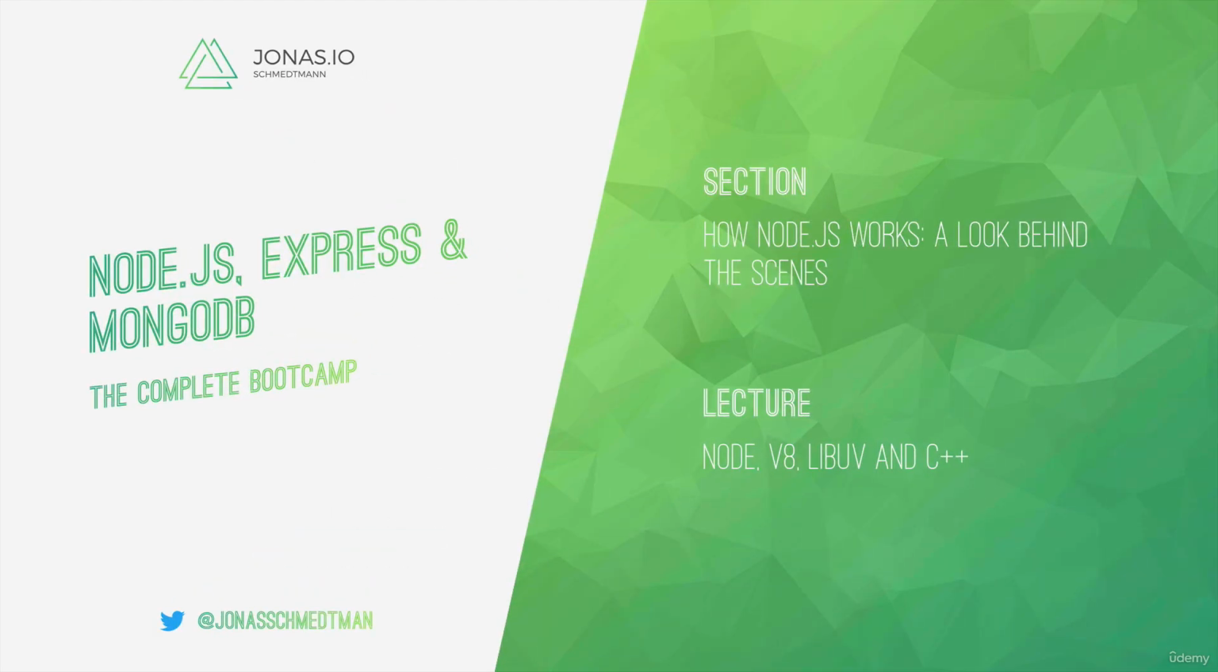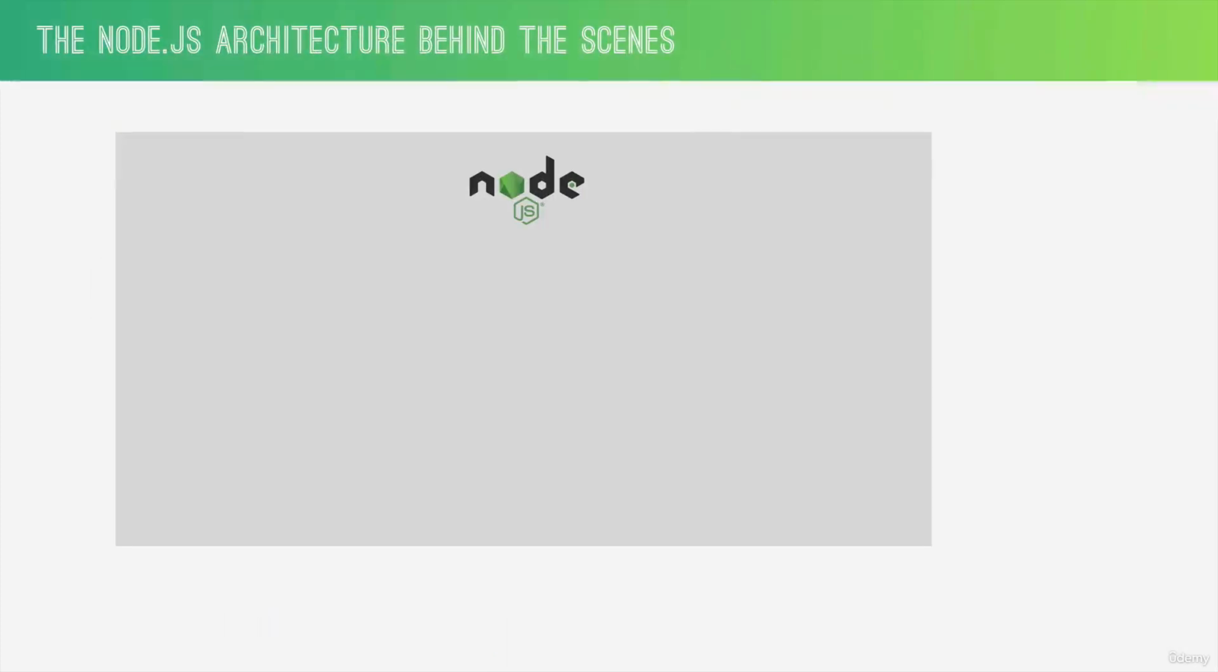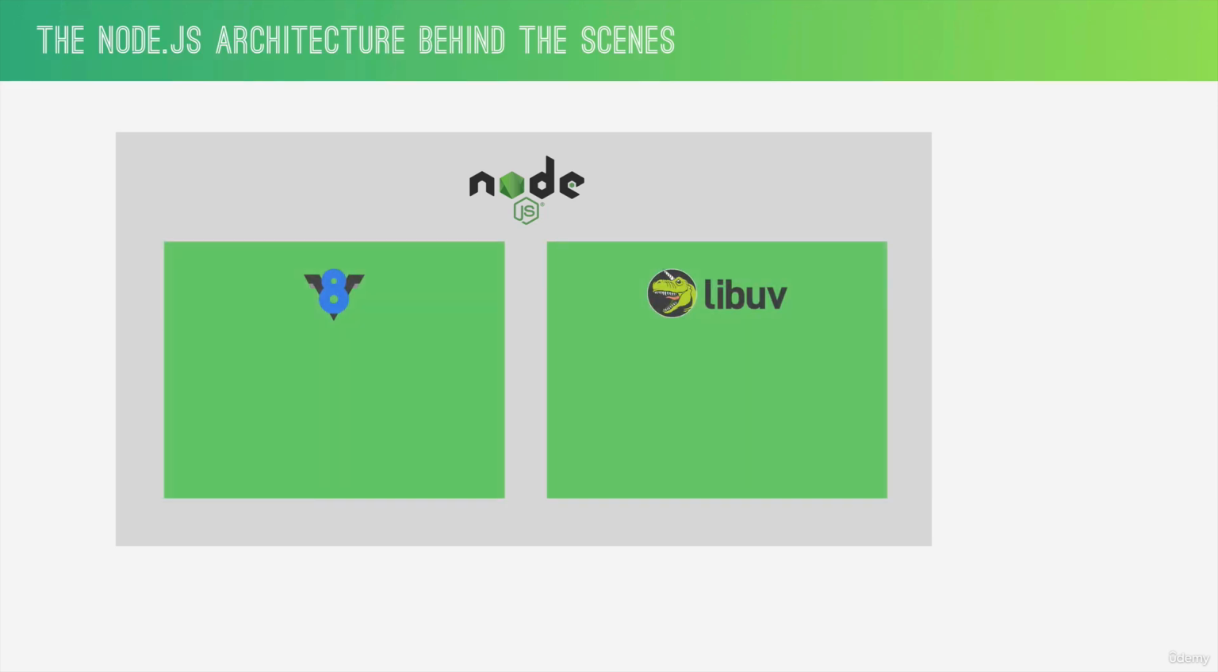Now, in order to set the stage for the next couple of lectures, let's start by learning a bit about the Node architecture. So let's represent that architecture here in terms of Node's dependencies, which are just a couple of libraries that Node depends on in order to work properly. So the Node runtime has several dependencies, and the most important ones are the V8 JavaScript engine and Libuv.